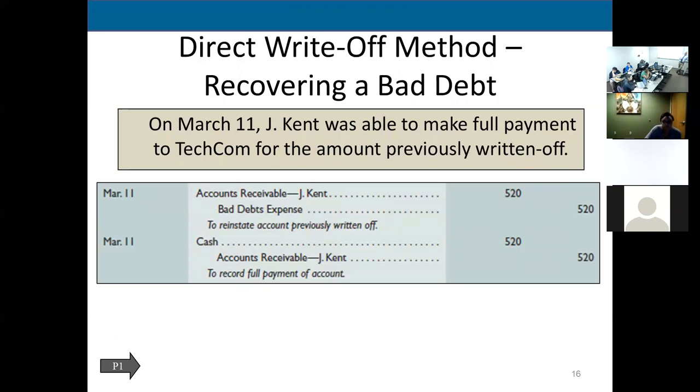What must we also do? Record the cash that we took in. So on the same date, you see a record of cash being debited or increased for $520. And we're going to show where accounts receivable is credited or reduced by $520.